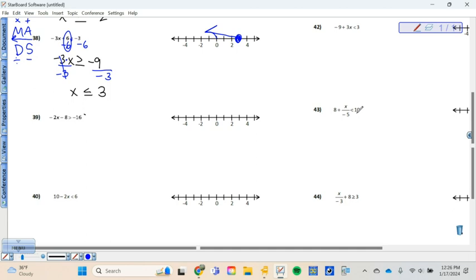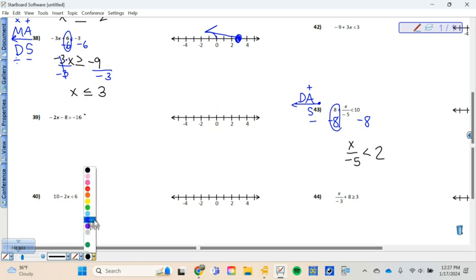What are the operations you see in number 43? Good. Division and addition. Which one do we undo first? We undo the addition first with subtraction. So what am I going to subtract from both sides in number 43? 8, yes. My 8's cancel out, and I've got x over negative 5, right? That means x divided by negative 5 is less than 2. 10 minus 8 gives me 2.